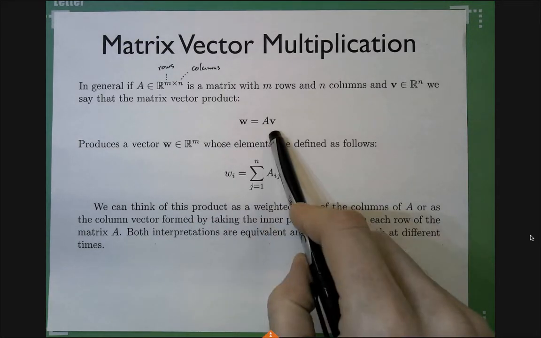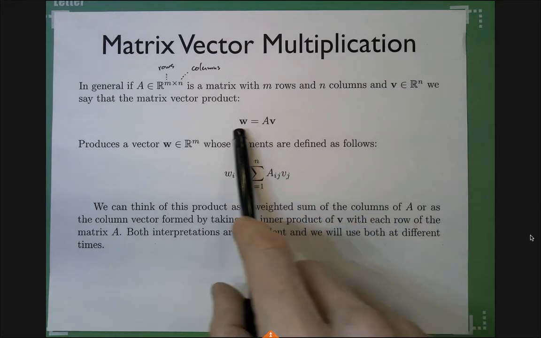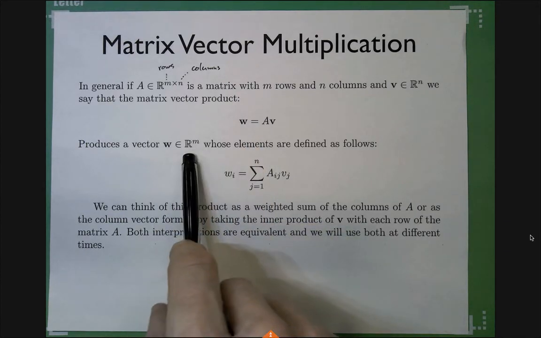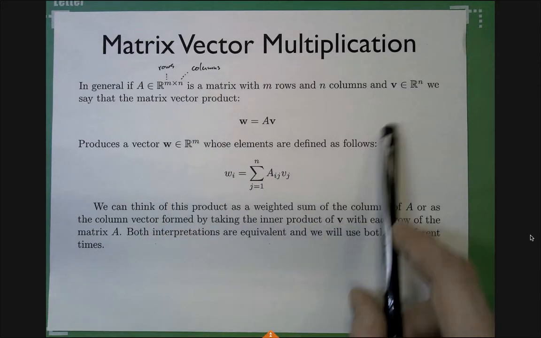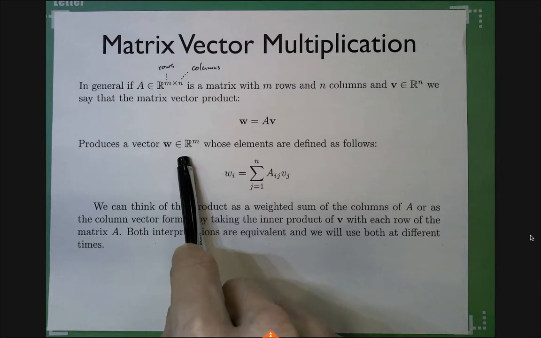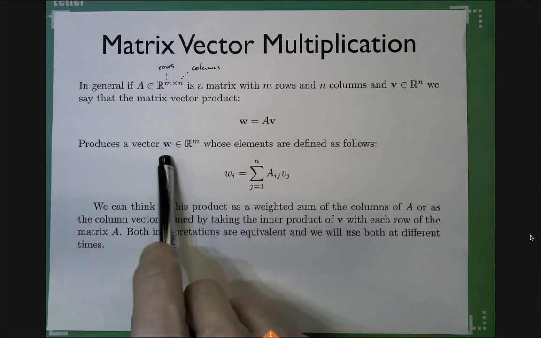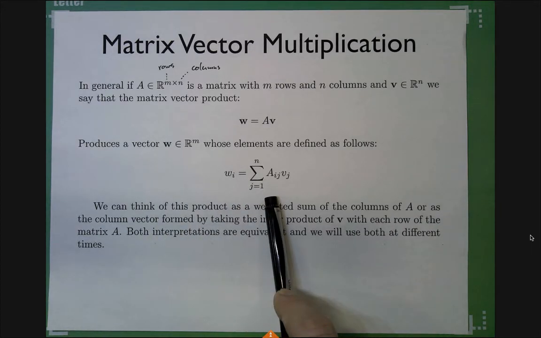And the matrix vector product says that if I multiply the matrix A with my vector V, I get a different vector W. The vector W even has a different dimensionality, right? Because if it's an M by n matrix, it means it maps n-dimensional vector to m-dimensional vector. Okay? And how the individual components of the vector are computed using this formula.